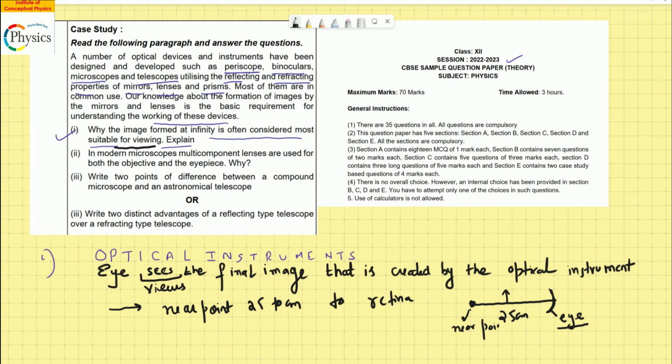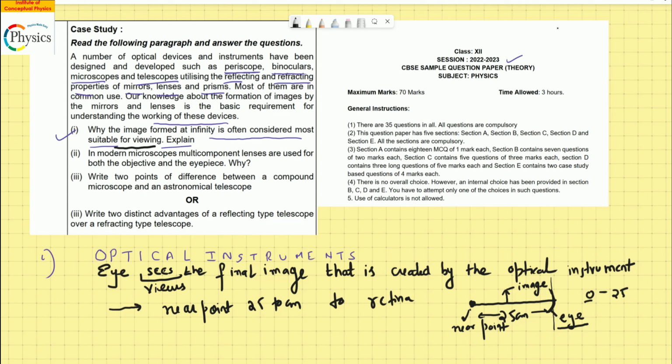The problem with this is if the image gets created too close to the eye, which is between 0 and 25, where 0 is the starting point, which is this, and this is your near point, 25 centimeter, the problem that happens is you can't focus, you can't see the image clearly. So the eye has to focus a lot, right?